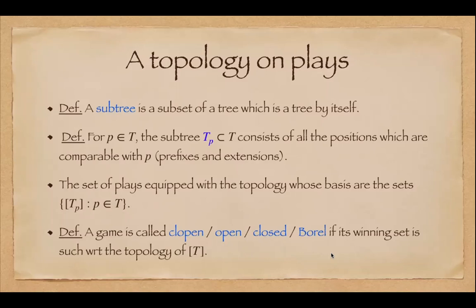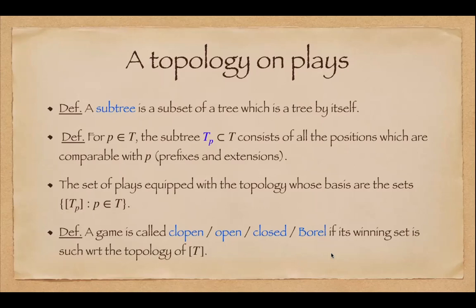And there is a special kind of subtree. You just take a position P, and the tree T_P is a subtree of T that consists of all the positions which are comparable with P. So either extensions of P or prefixes of P. This collection, and P itself, this collection of positions forms a subtree, and it will be important for us.